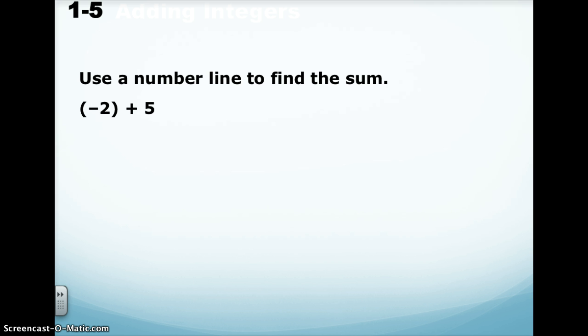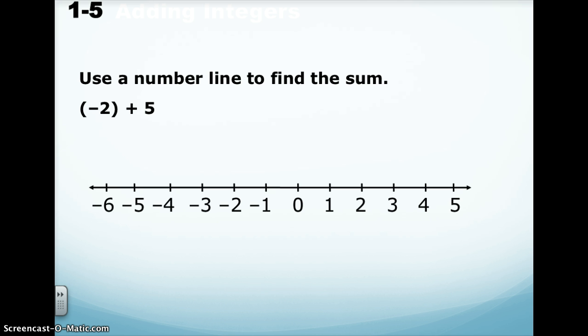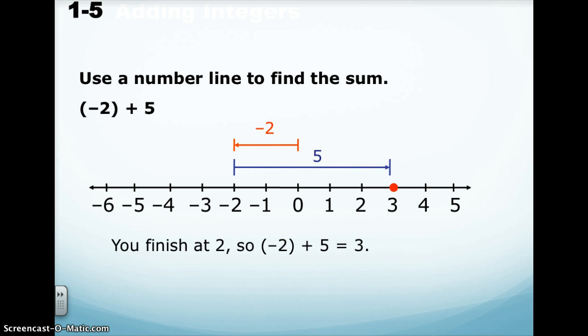Let's fill this example out on our notes. Use a number line to find the sum of -2 plus 5. We start at 0 and we draw a line going to -2. Now we're adding 5. That means that we're going to go 5 spots back to the right. So count out 5 spots to the right. 1, 2, 3, 4, 5. Puts you at +3. So -2 plus 5 equals 3.